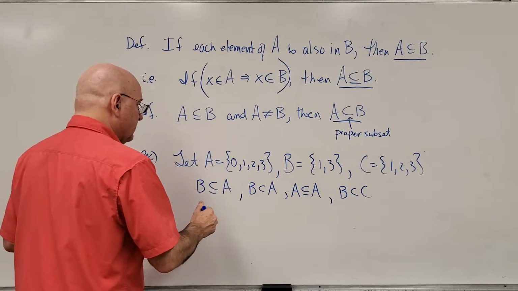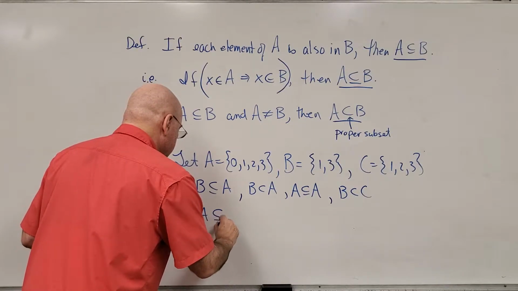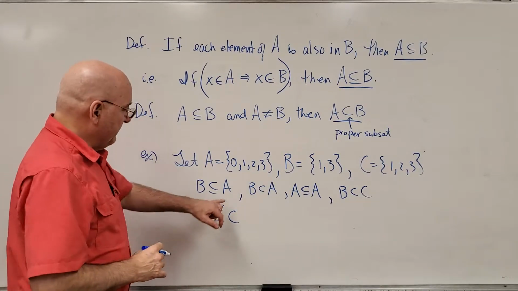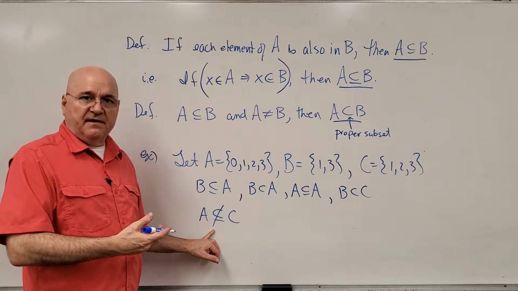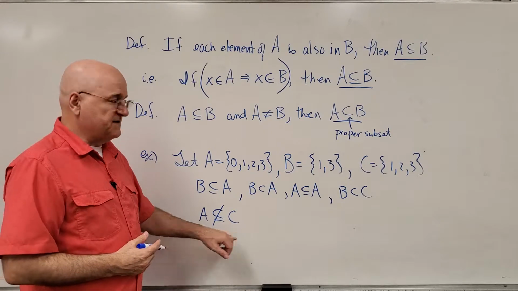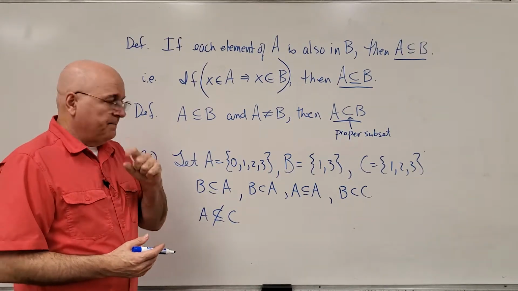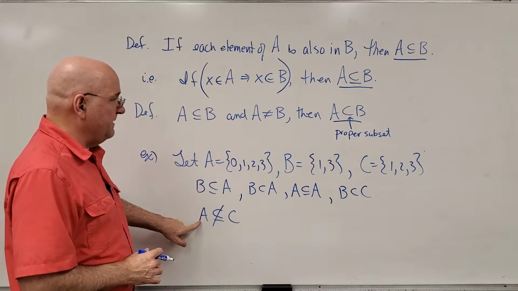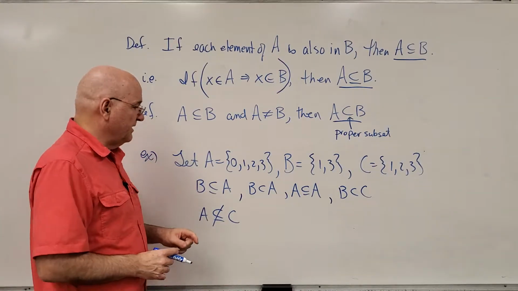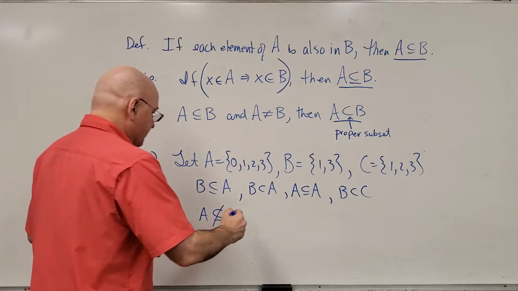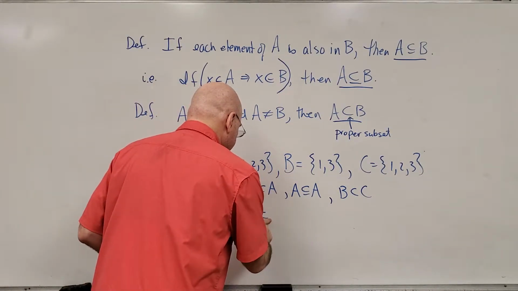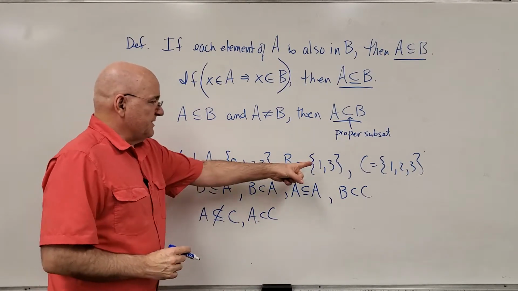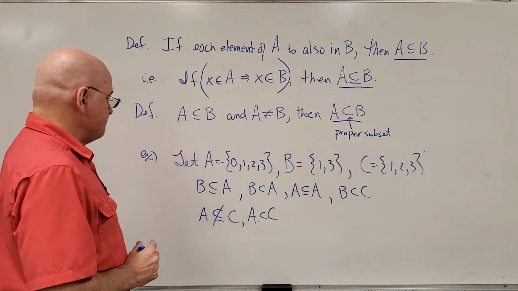And let's do A. That's a false statement, and now it's true. If I put the line through it, it means is not a subset of. And A is not a subset of C. And all I need is one example. One example would be the number 0. 0 is in A, and 0 is not in C. Therefore, A is not a subset of C, nor is it a proper subset of C. A is also not a subset or proper subset of B.